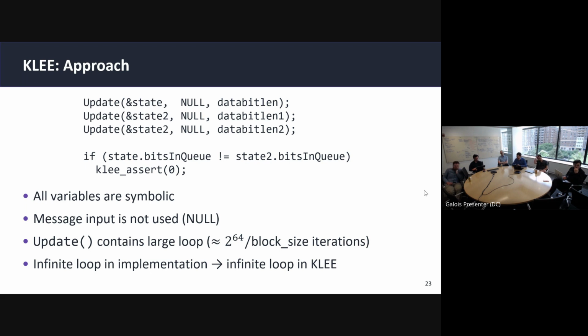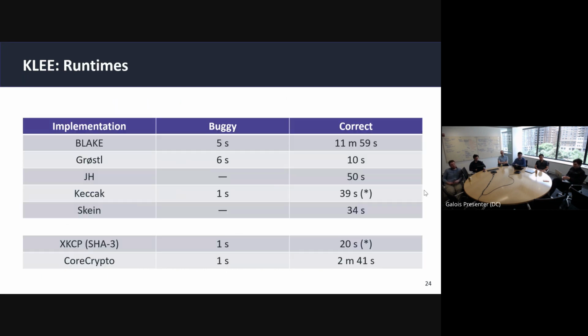And then one thing that was an obstacle when using KLEE, and actually this is what took me most of the amount of time, is that if there's an infinite loop in the implementation, there's also an infinite loop in KLEE. So I was wondering, why does KLEE not terminate? So you need to instrument the code a little bit to say, I want to make sure that if I'm seeing the same loop counter again, then that's also a bad thing. And then KLEE can terminate quickly.